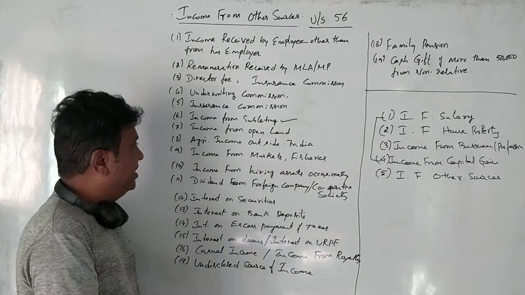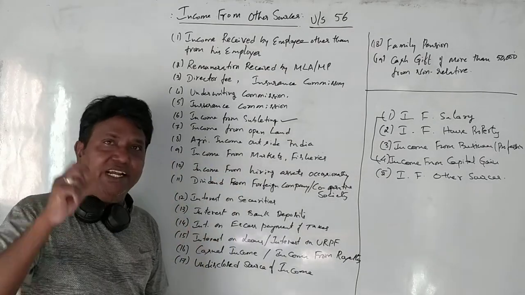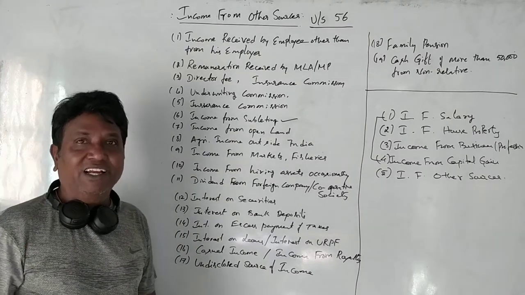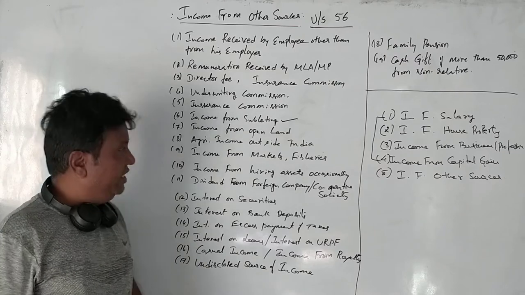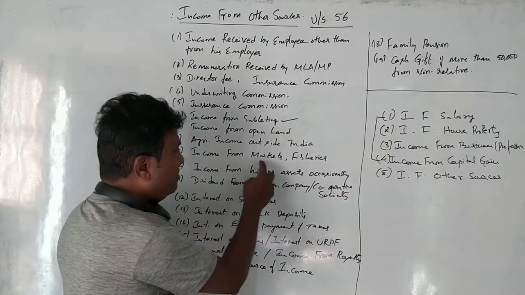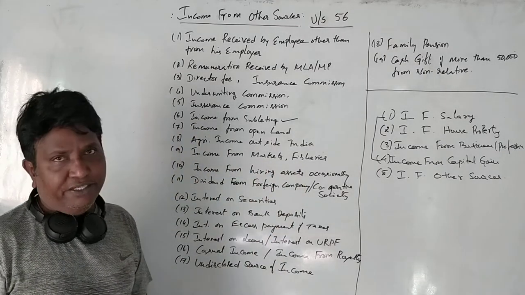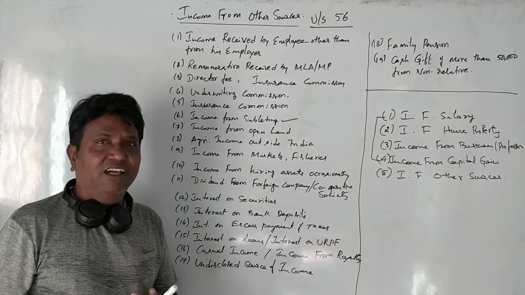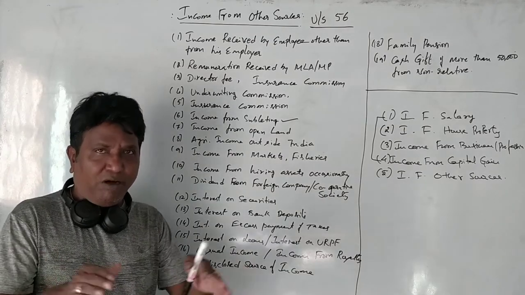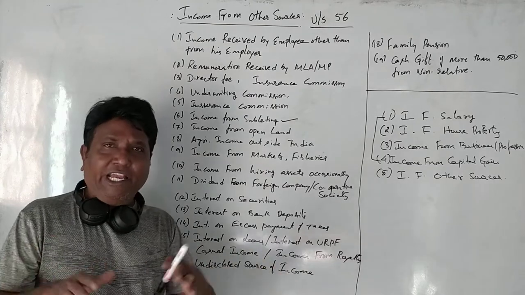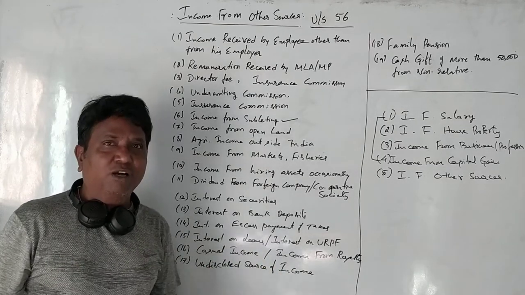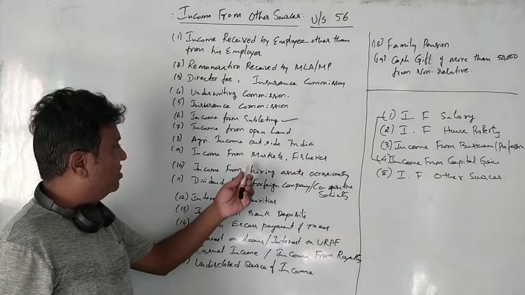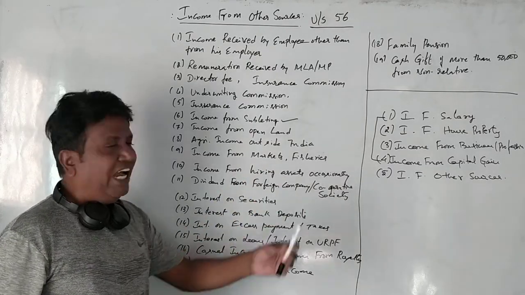But agricultural income outside India, foreign agricultural income, is taxable under the head income from other sources. Next is income from markets and fisheries. If you are receiving any income from a market, by setting up the market and putting up temporary tents or temporary sheds, and you are receiving any income or rent, all such income is called income from markets and fisheries.